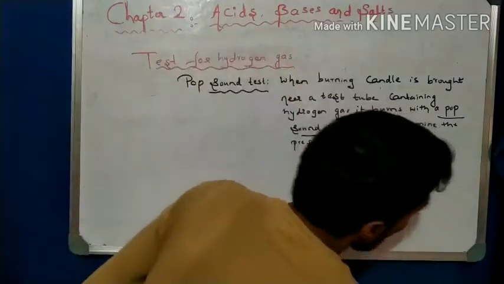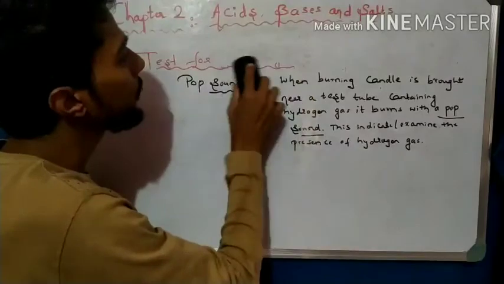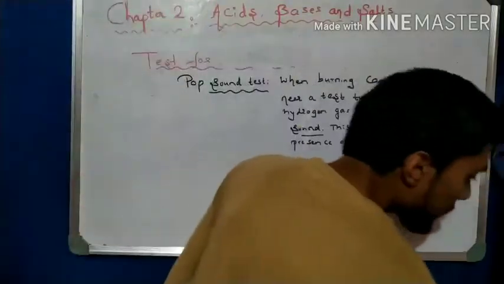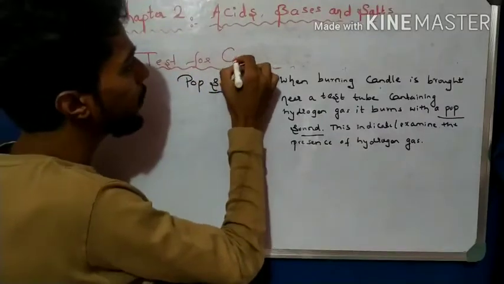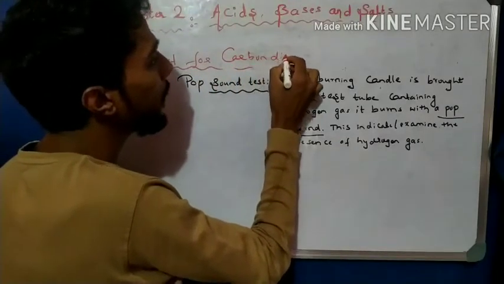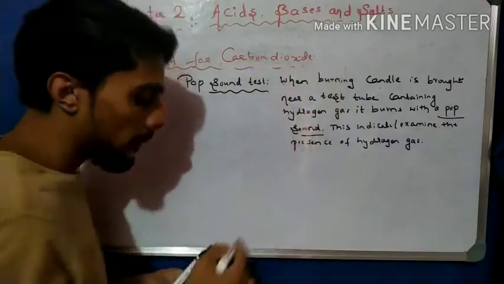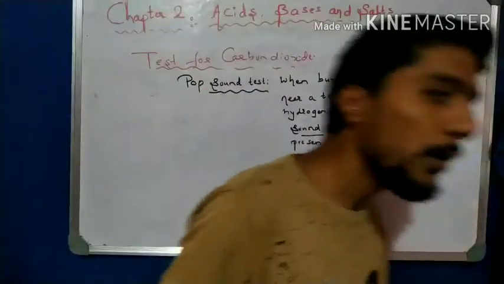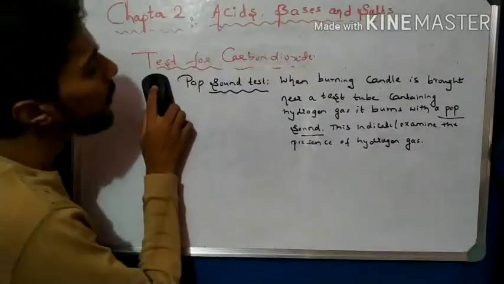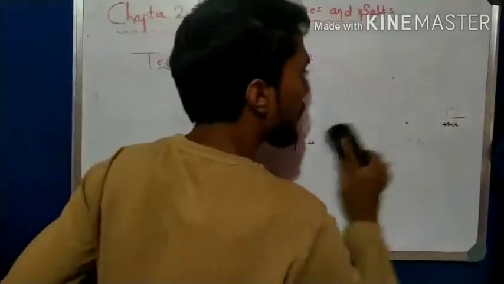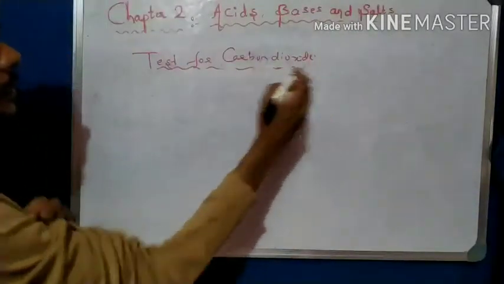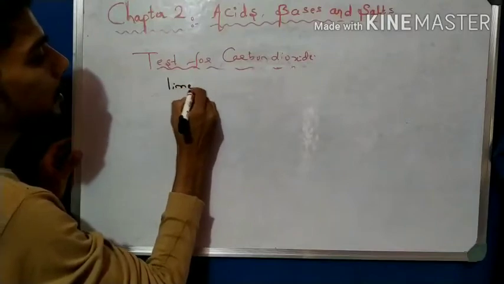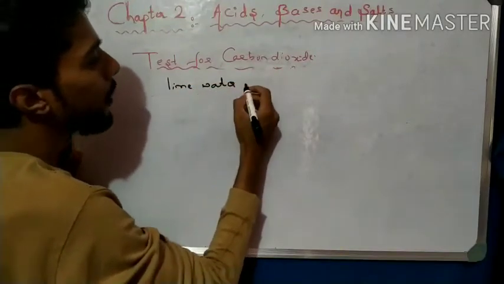After that, we take another test, the test for carbon dioxide. We know that carbon dioxide gas is liberated when acids react with metal carbonates and metal hydrogen carbonates. So now come to the next test, that is the carbon dioxide test. Note down the next test: the test name is the lime water test.